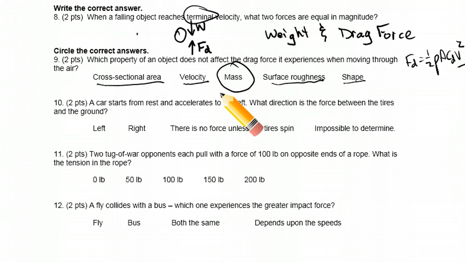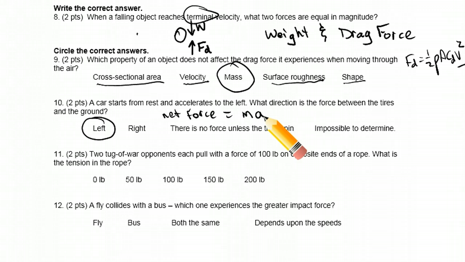This was a little ambiguous problem. We were actually looking for the direction of the force on the tires. We said between, so I think we actually accepted just about any answer here, left or right, but we were looking for left. Again, net force equals mass times acceleration. So if there's acceleration to the left, there's a net force to the left on the car.